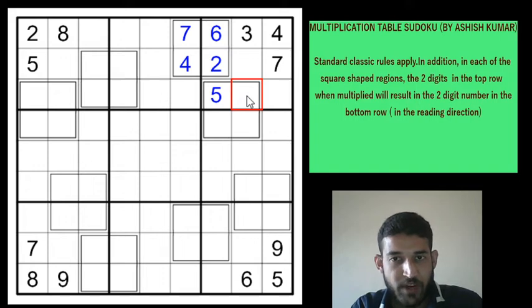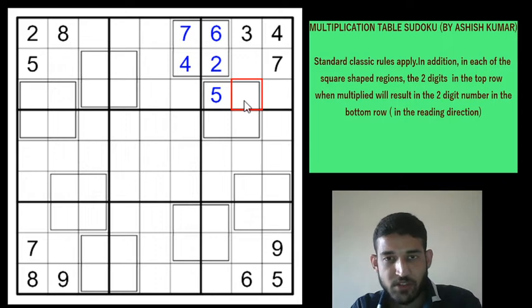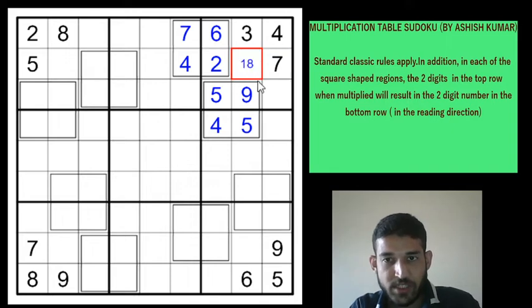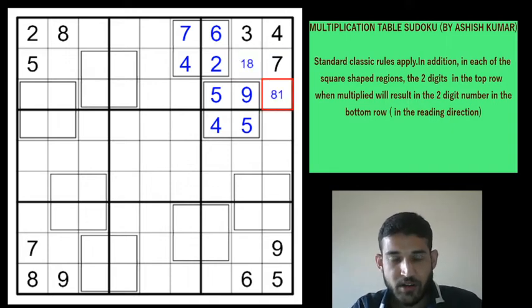So 5 will have to be multiplied by an odd digit because it can't be multiplied by an even digit. So this will be a 1 or 9, but 1 cannot be in the top row. So this will be a 9. And this will be 5 nines are 45, right? 2, 5, 7, 9, 3, 4, 6 have been filled. 1 and 8 are to be filled. So these two digits will be 1, 8 in some order.